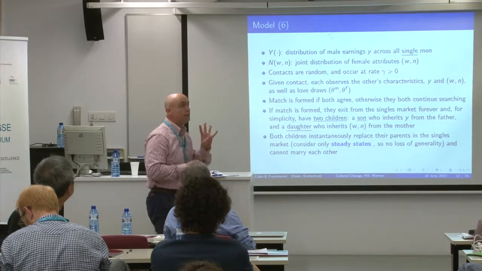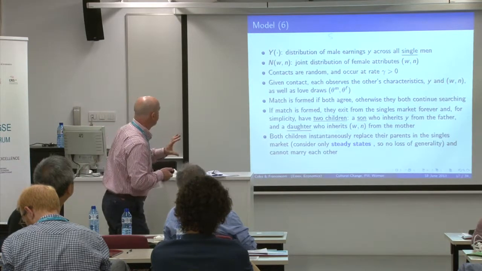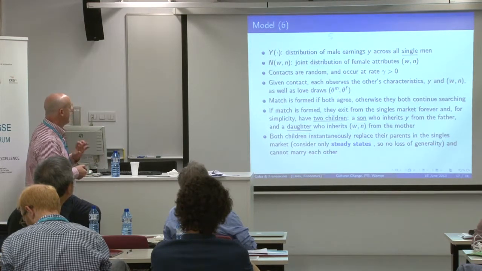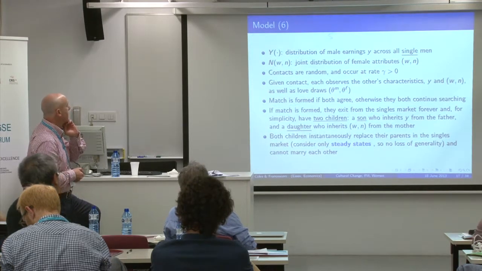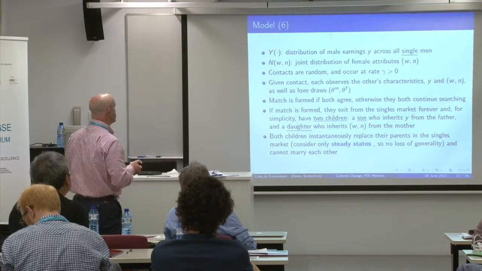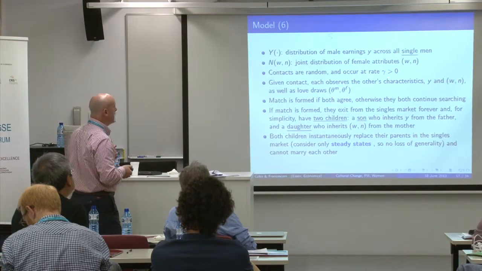For the model, we basically need four objects to define equilibrium, and these four objects will be defined in a second. We just have some notation about what we need for those definitions: the distribution of male earnings, capital Y, the joint distribution of female attributes, N, and then, as I said, contacts are random. People are randomly meeting in the singles market. These meetings occur at a rate gamma.